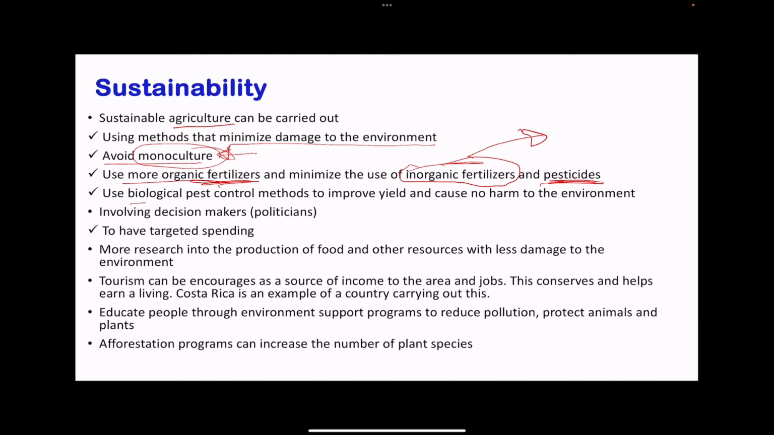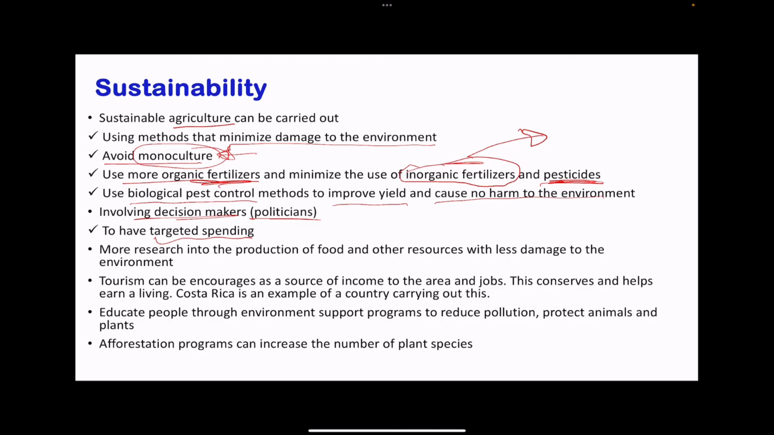There is use of biological pest control which can be carried out. Of course, this is going to improve yield, and it causes no harm to the environment. To maintain sustainability, some decision makers have to be involved, like politicians. They have to be educated on the benefits of sustainable methods so that they can carry out targeted spending in order to improve the conditions of the environment.